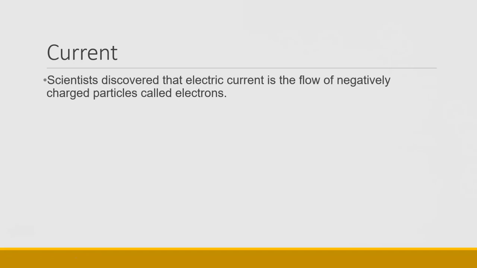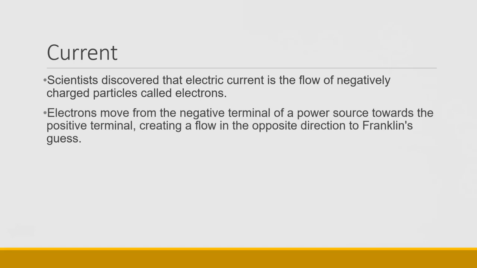Scientists discovered that electric current is the flow of negatively charged particles called electrons, like I mentioned, in the late 1800s. And now we know that electrons move from the negative terminal of the cell or the battery or the power source to the positive terminal. And so that creates a flow in the opposite direction to Franklin's guess.